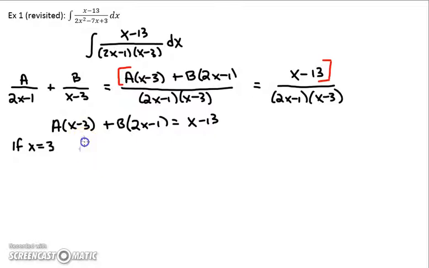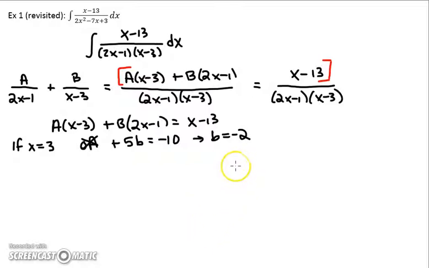then we know 0A plus 5B is going to be equal to negative 10. So put 3 in here. 3 minus 3 is 0. 0A, that's basically gone. 3 times 2 is 6, minus 1 is 5B. 3 minus 13 is going to be negative 10. Well, if we solve that, we know B has to equal negative 2.